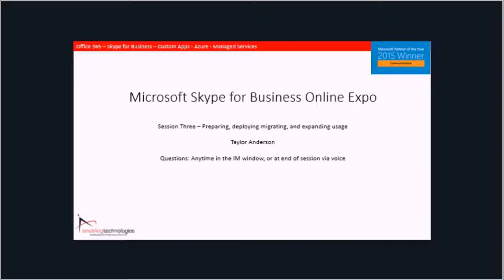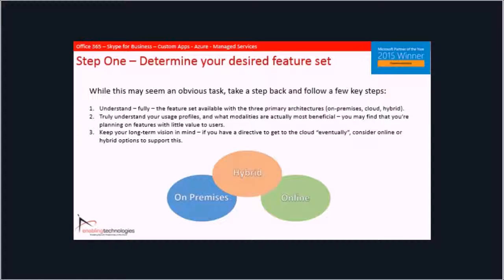So what we've tried to do in this session is break things down into 4 logical steps as far as preparing and executing your migration to Skype for Business. The first step, I would contend, is it's important that you actually take a step back and determine your desired feature set. Now, I realize there may be some head scratching going on. We know we're looking at Skype for Business. We logically know what that feature set is.